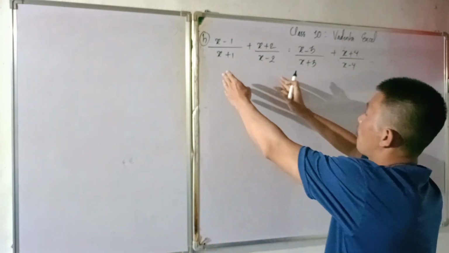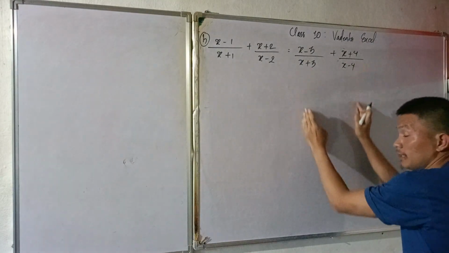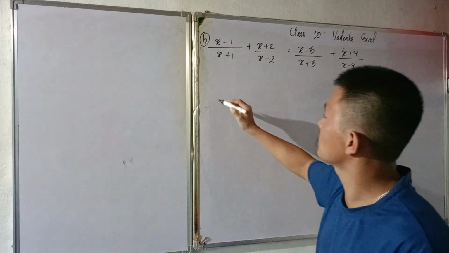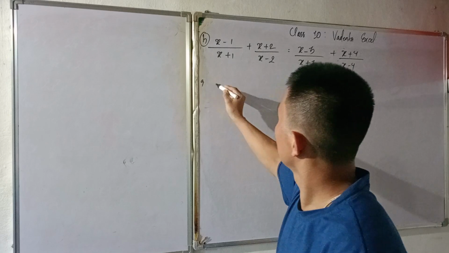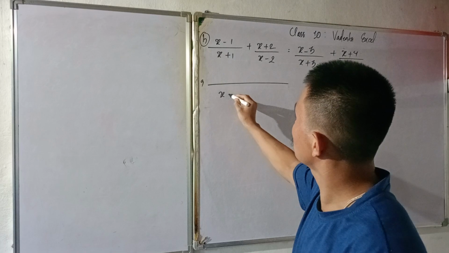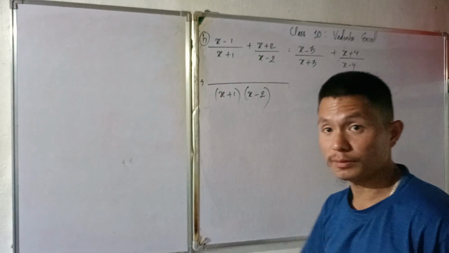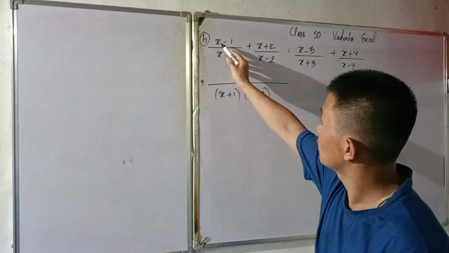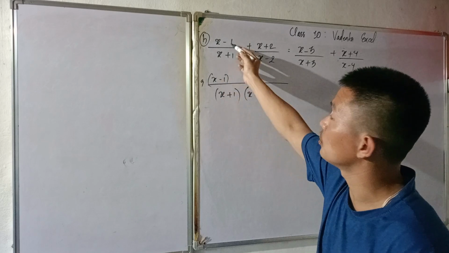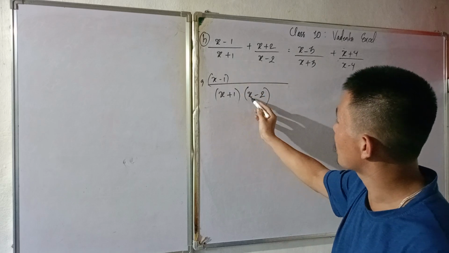So you operate on this side by taking the LCM, and on this side also you operate by taking the LCM first. You know how to take the LCM first. On the left-hand side, the LCM will be x plus 1 and x minus 2. Here, in the numerator, first write x minus 1, and then after it x minus 1, since we got the LCM x plus 1, x minus 2.